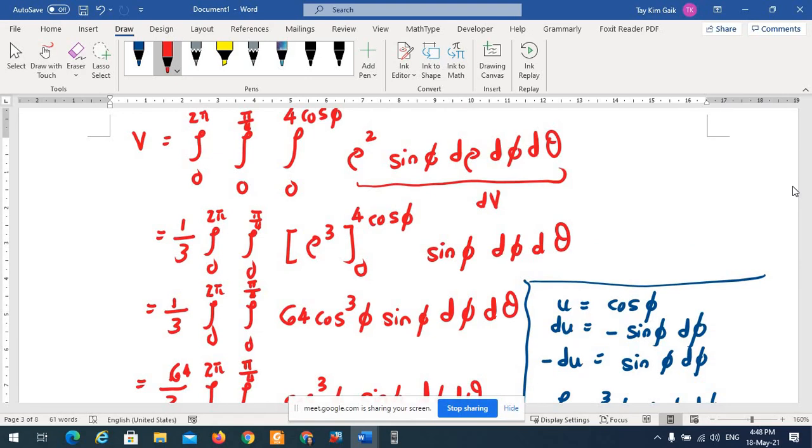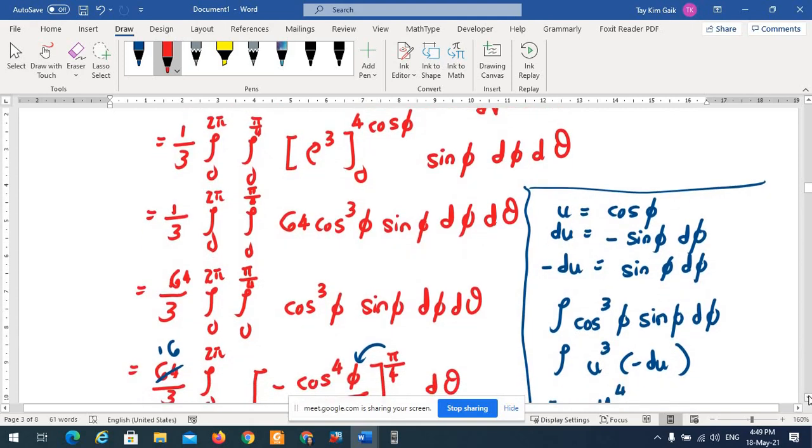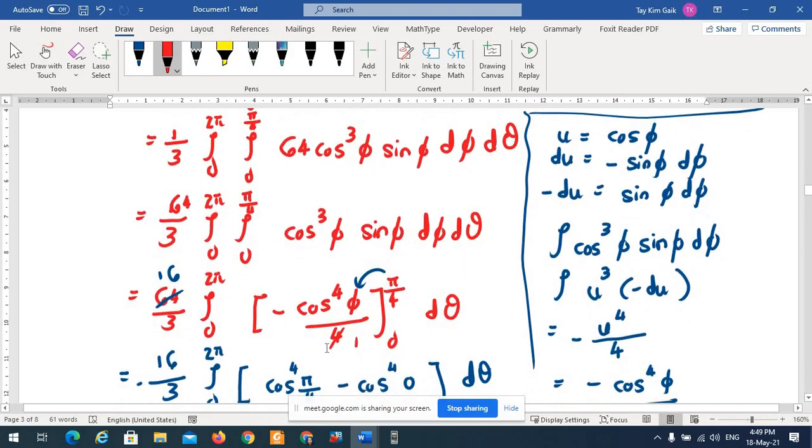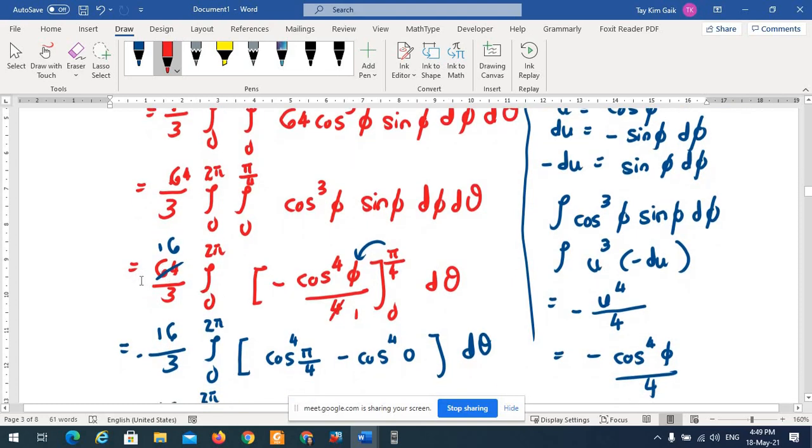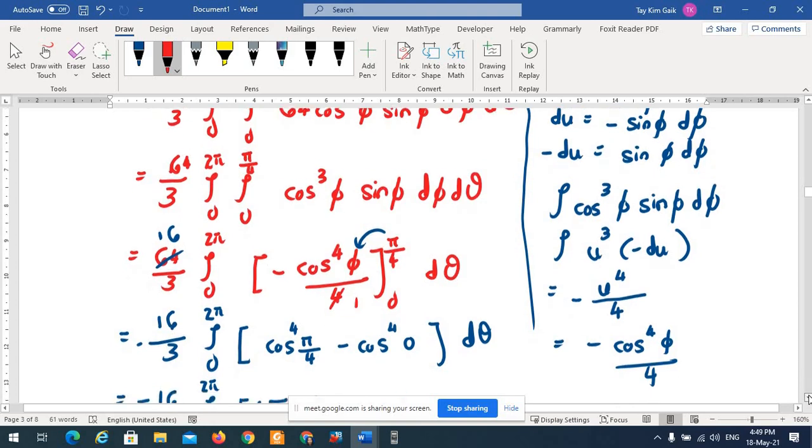Integrate rho squared, you have rho cubed over 3. Plug in the limit of your rho, 0 to 4 cos phi. So 64. Okay, we got 64 cos power 3 phi sin phi d phi d theta, and then integrate. So factor out 64, you have 64 over 3, and then integrate cos power 3 phi sin phi d phi. You will get negative cos power 4 phi over 4.